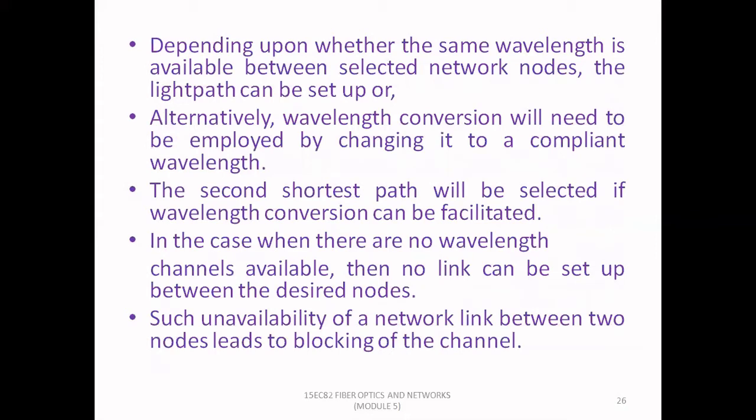Depending upon whether the same wavelength is available between selected network nodes, the light path can be set up, or alternatively, wavelength conversion will need to be employed by changing it to a compliant wavelength. The second shortest path will be selected if wavelength conversion can be facilitated. In the case when there are no wavelength channels available, then no link can be set up between the desired nodes. Such unavailability of a network link between two nodes leads to blocking of the channel.